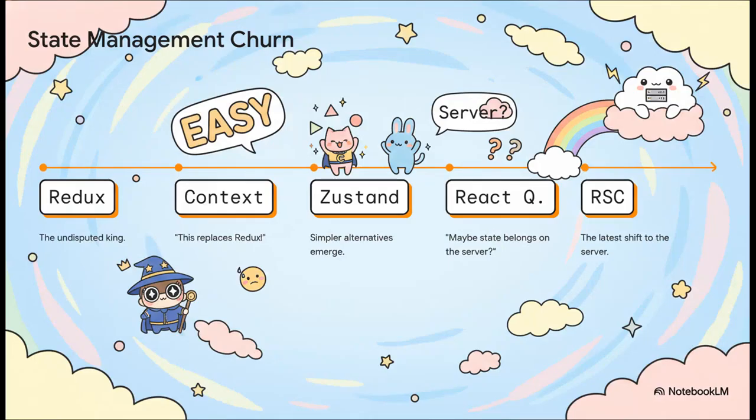And if you want a perfect example of this churn, just look at state management. It's been a whirlwind. First, it was all about Redux. You had to use Redux. Then, nope, the new built-in context API was going to replace it. Then came simpler, slicker libraries like Zustand. And now the entire philosophy is shifting again, with people saying, hey, maybe most of this state should just live on the server. It's exhausting just trying to keep up.